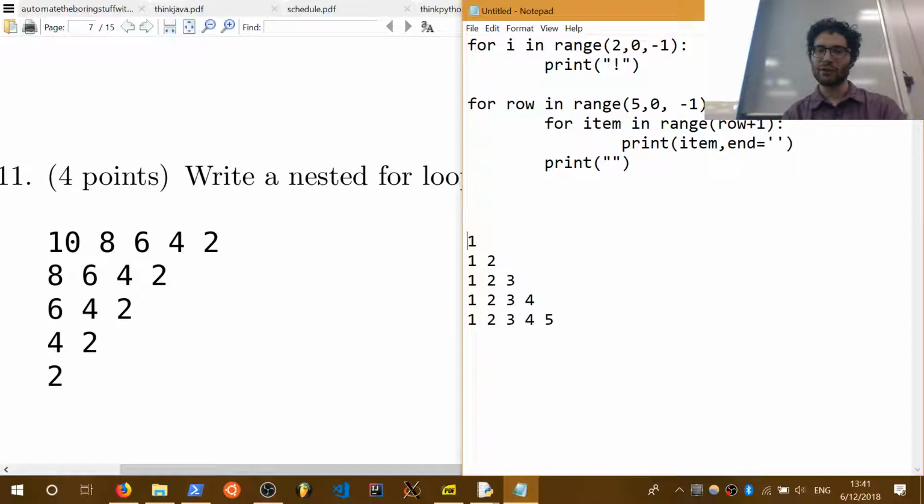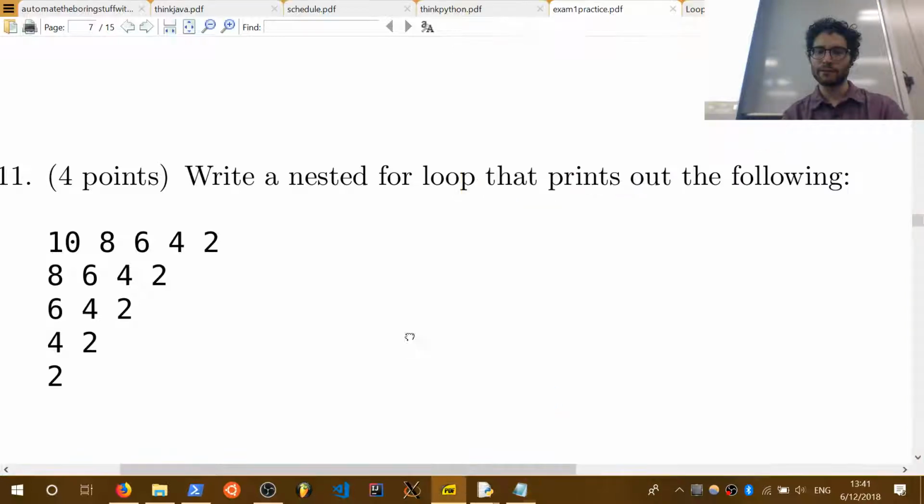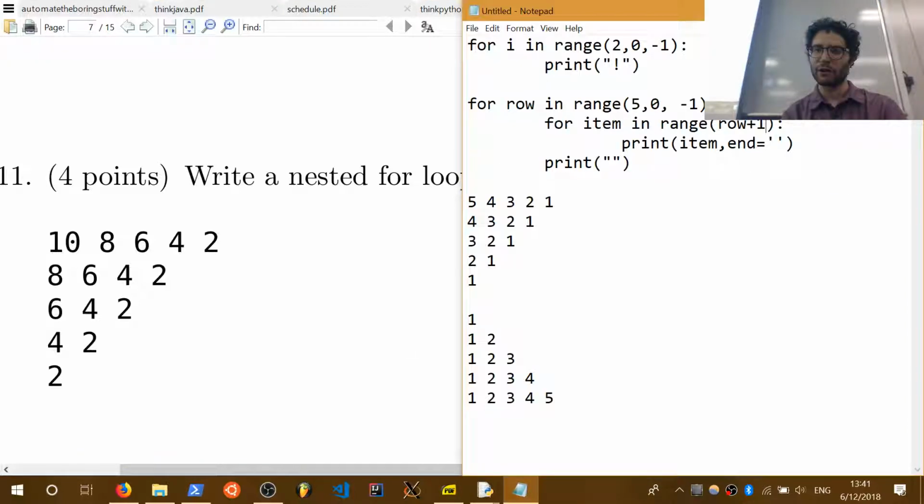Yes. So by doing it from 5, 0 to negative 1, we now flip this over to become 5, 4, 3, 2, 1. 4, 3, 2, 1. 3, 2, 1. 2, 1. So everybody see why changing this changed that? Okay, so now we can multiply item by 2. Although here, I think we don't need the row plus 1 anymore. Right, and now you said do item times 2.